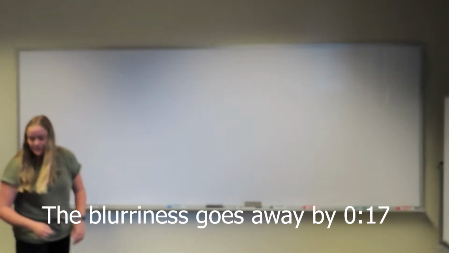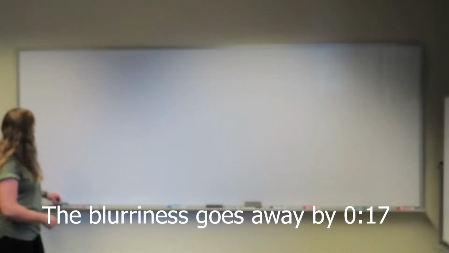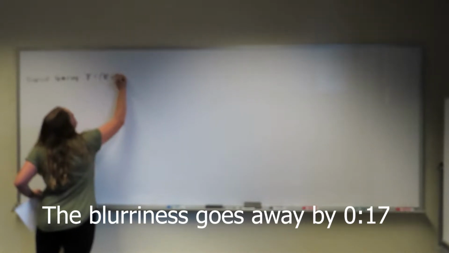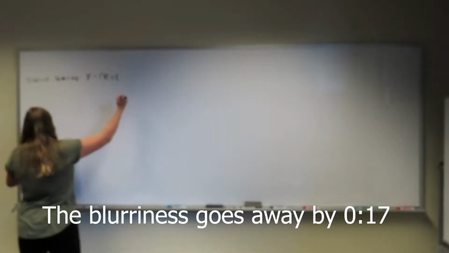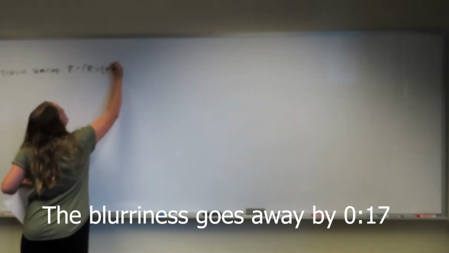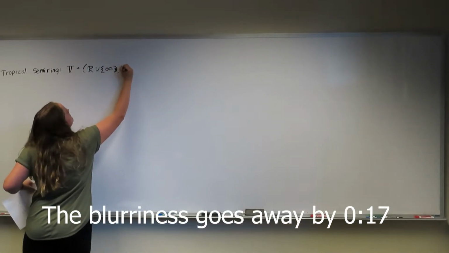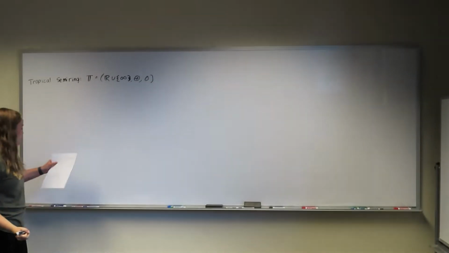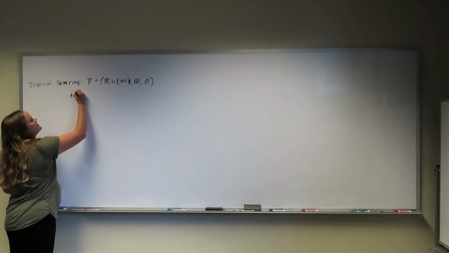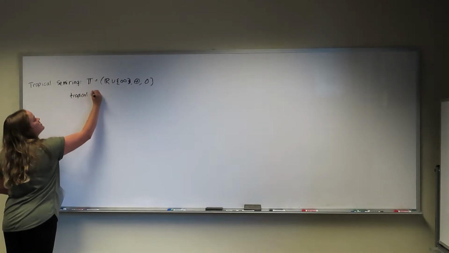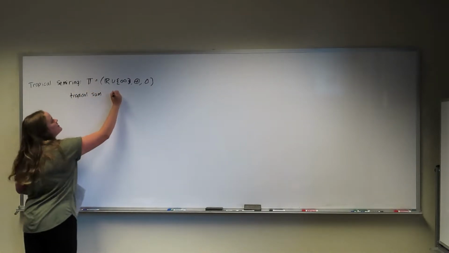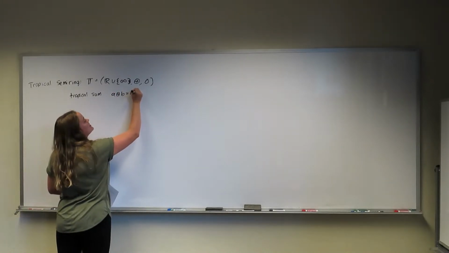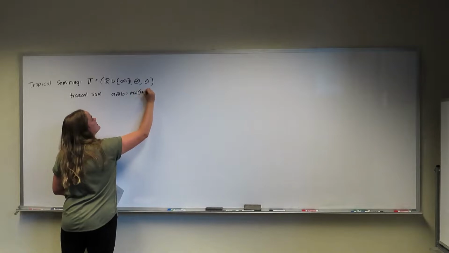So tropical geometry is algebraic geometry over the tropical semiring. It's the reals union infinity, and we have addition and multiplication. So the tropical sum A plus B is the minimum of A and B.